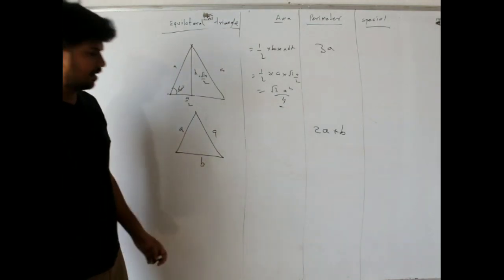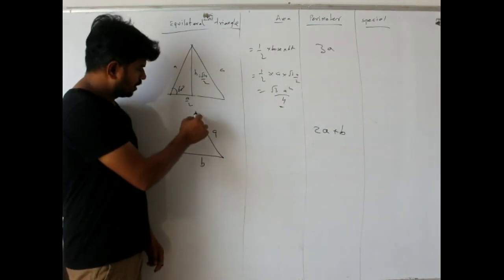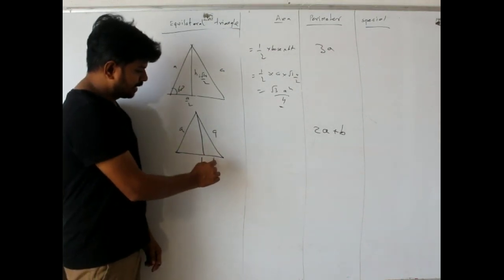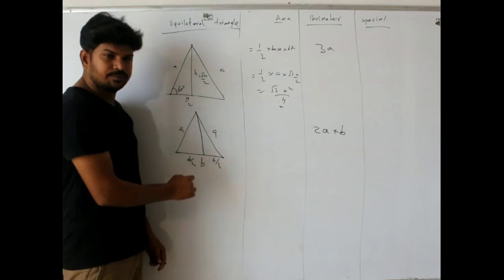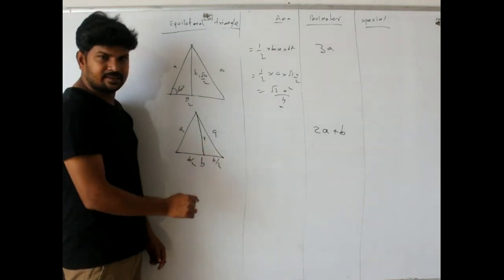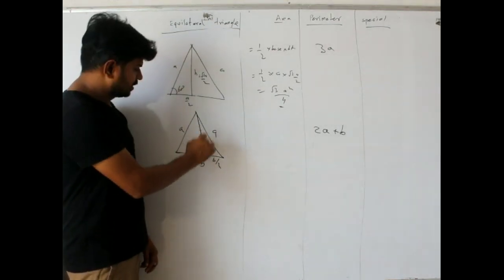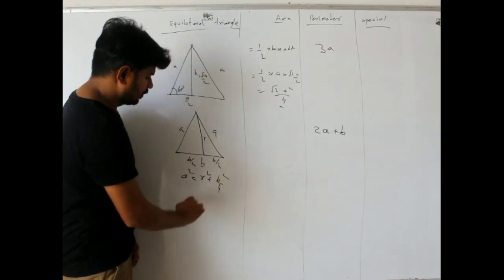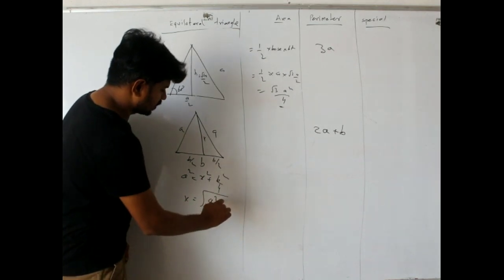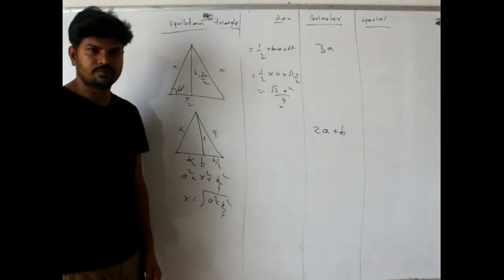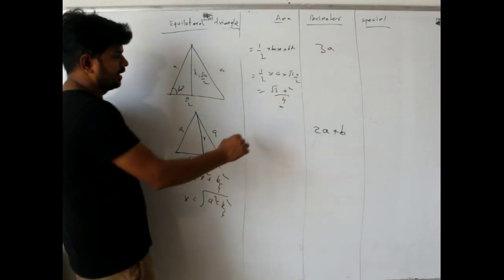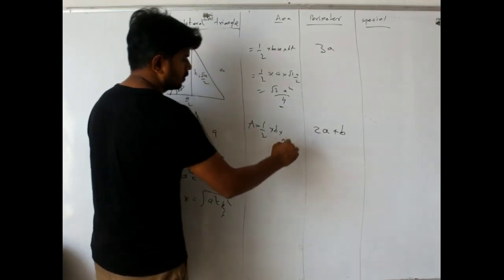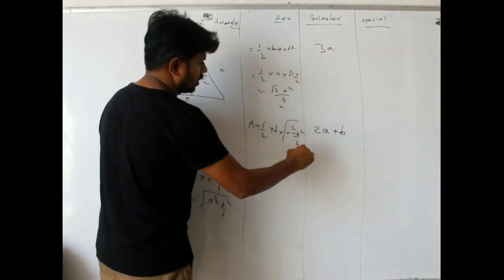Now in order to find its area, again we have the base here, B, and we require a height. Let me take B by 2 this part and B by 2 this part. Now I have to find this x. Again apply the right angle triangle concept. A square is equal to x square plus B square by 4, so x is equal to the square root of A square minus B square by 4. This is the height. Now area is half into base B into height, the square root of A square minus B square by 4.